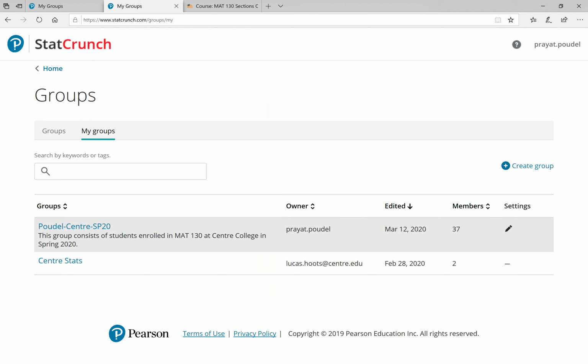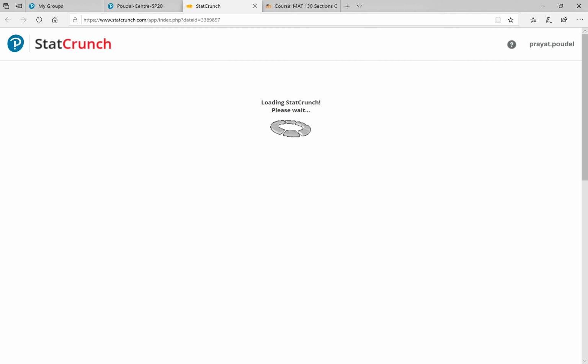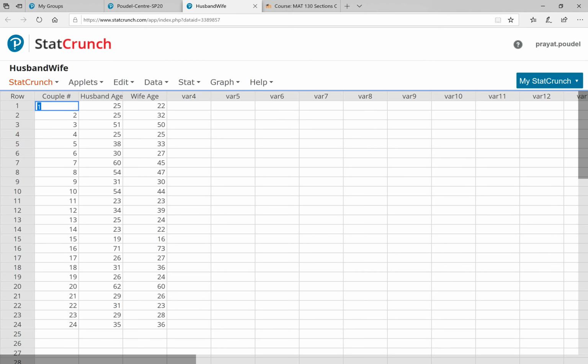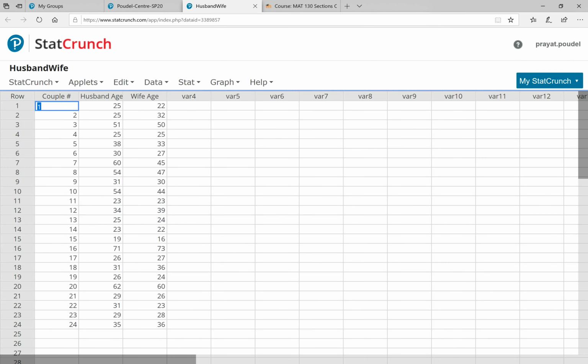So we're going to go to our groups, which is this group here, and we're going to go to the husband, wife. And here, what we are given is our 24 couples, the husband's age, the wife's age. What we would like to do is find the difference between the husband and the wife. So we're going to look at husband's age minus wife's age. That's what the question's saying. And we're going to create this new variable. And when we have the difference, then we're going to do our analysis on the difference here.